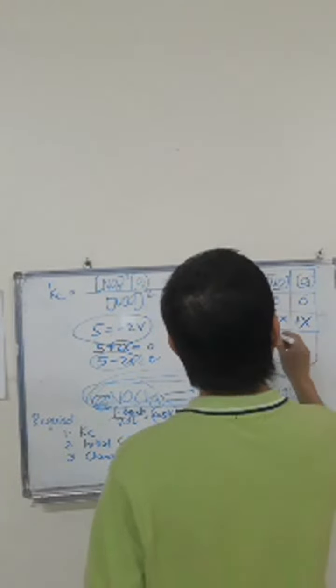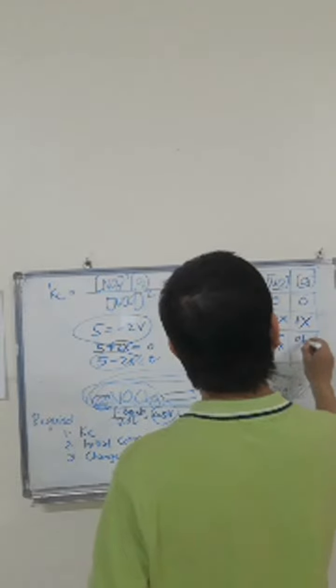And then, we have 0 plus 2x and 0 plus x.